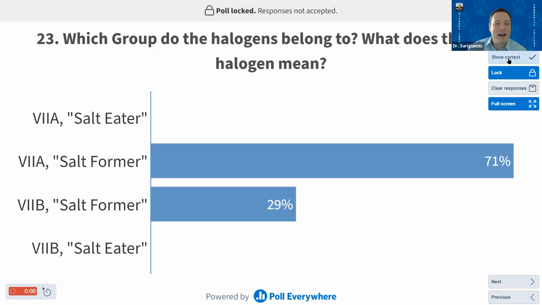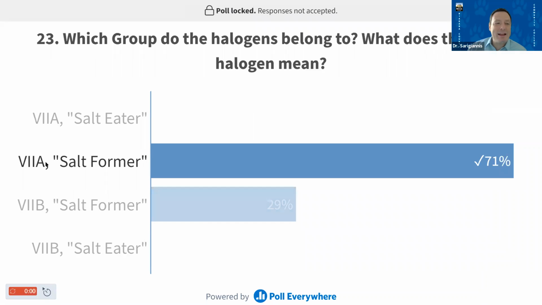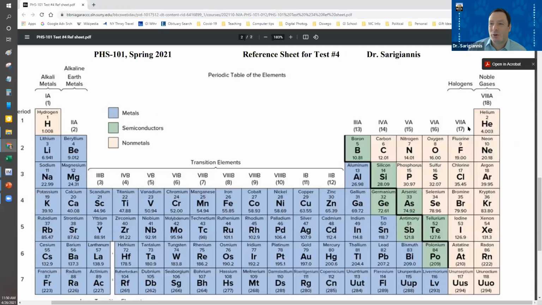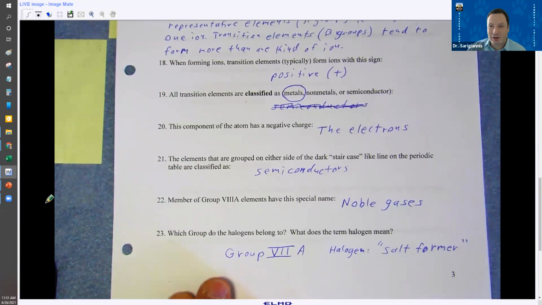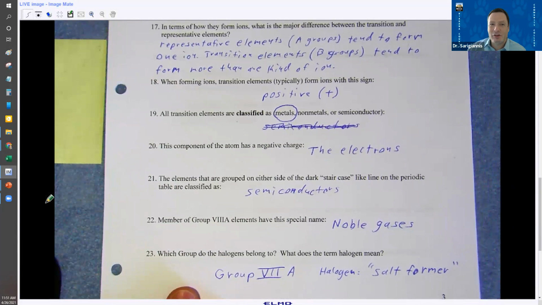Oh, yeah, so they're group 7A, and it means salt former. So we'll go to the periodic table here. Halogens, group 7A. And I just wrote this down here. So if you want to catch up on the notes, this is the last section of page 3. Let's stop here and then we'll finish up.